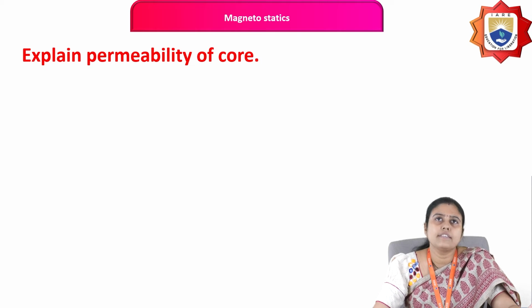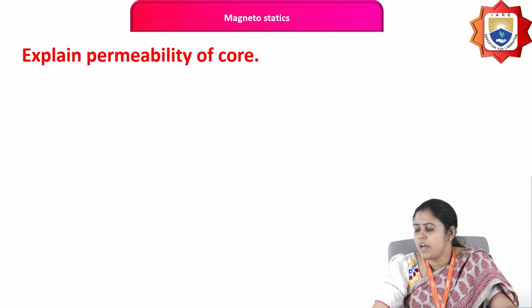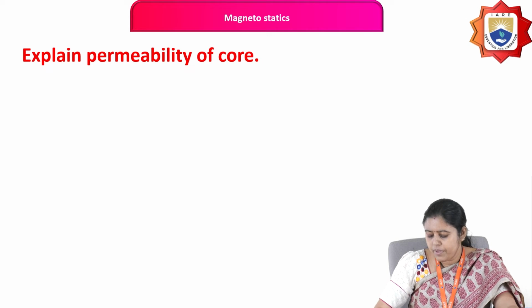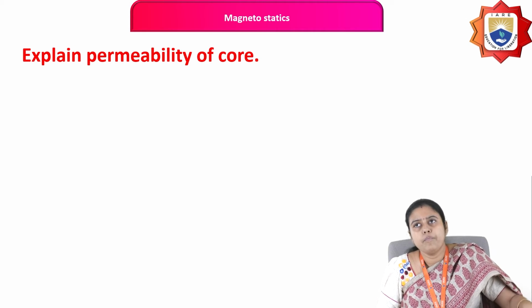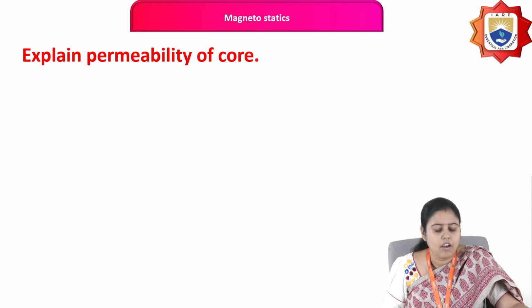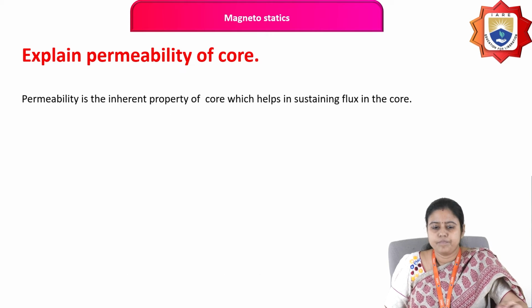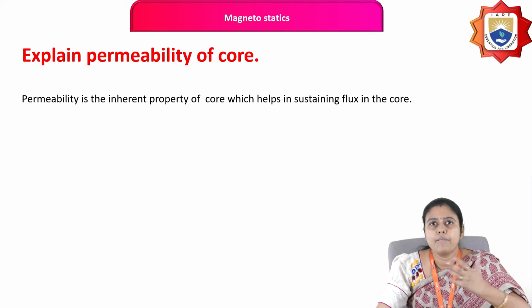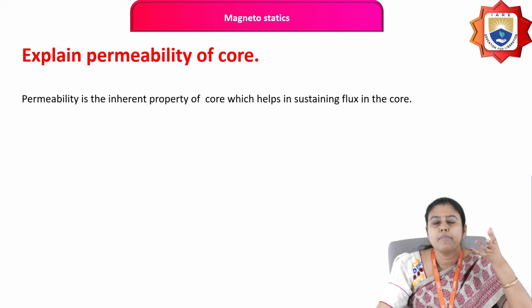So after this important topic, the next term is the permeability of a core. So what is the meaning of the permeability of a core? If we discuss the permeability of the core, we can tell that permeability is the inherent property of the core which helps in sustaining the flux in the core.